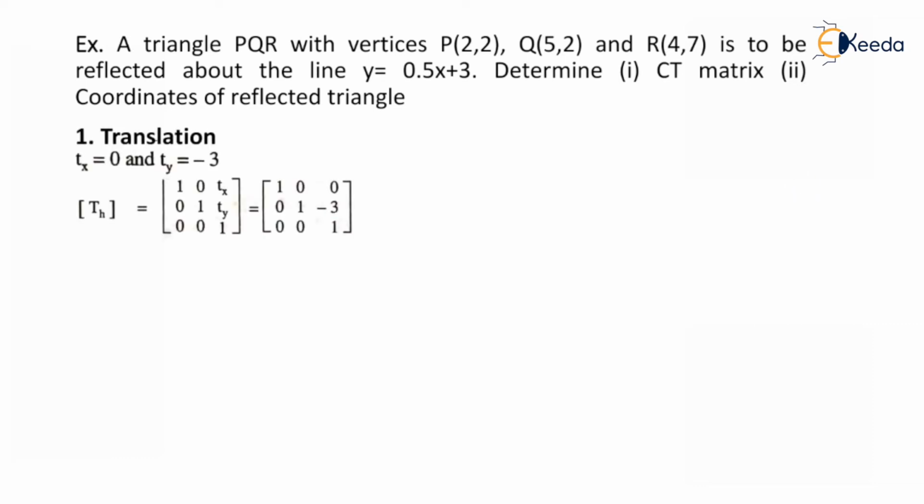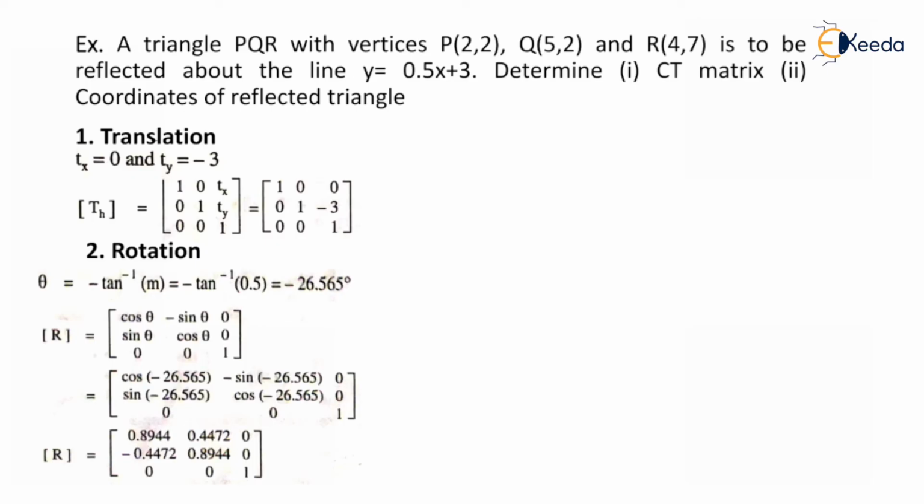First we have to do translation, where tx will be 0 and ty will be minus 3, because the axis will be going to the origin. Okay, so what will happen? Your T will become 1 0 0, 0 1 minus 3, and 0 0 1.